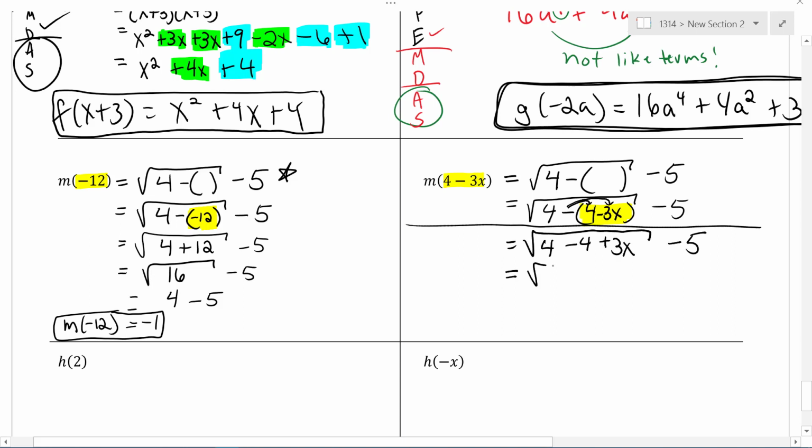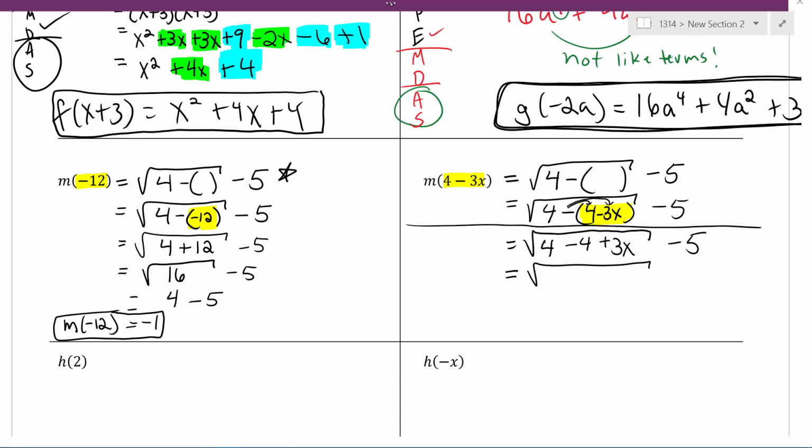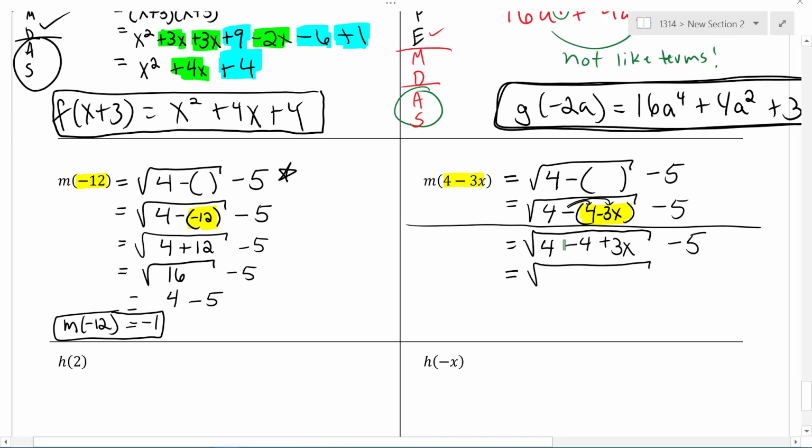We're going to continue to simplify what's underneath the square root first. Can we combine any like terms? I have a positive 4 and I have a negative 4. Those do not have variables, so we can combine those. 4 minus 4, those cancel out and give me 0. So really the only thing I have left underneath my square root is a positive 3x.